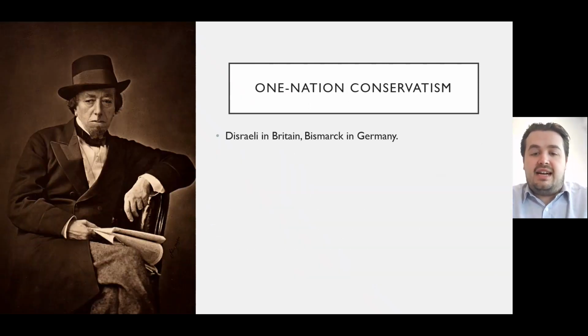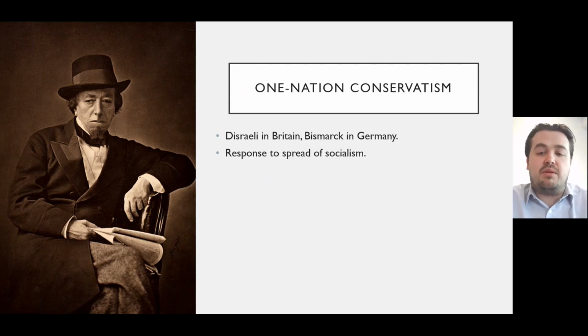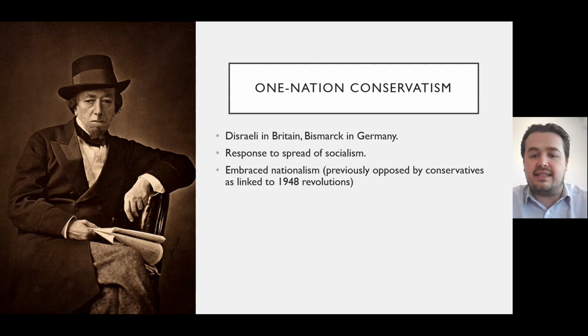One Nation conservatism, on the other hand, we can link to people like Disraeli in Britain and Otto von Bismarck in Germany, and it's very much a response to the popularity of socialism that starts to grow in the 1850s and the 1860s. One Nation conservatives embrace nationalism. It was previously opposed by conservatives, as it was linked to the 1848 revolutions, in which people across Europe were revolting against leaders across the country, kings and monarchs, and placing great faith in their nationalistic thinking.